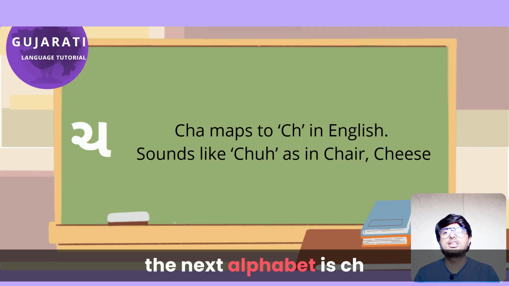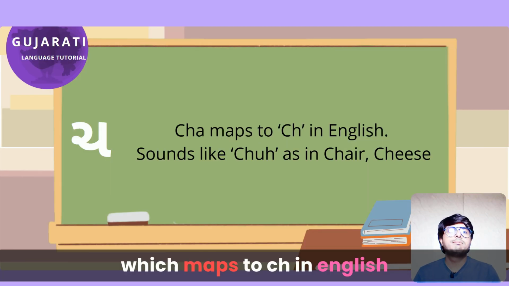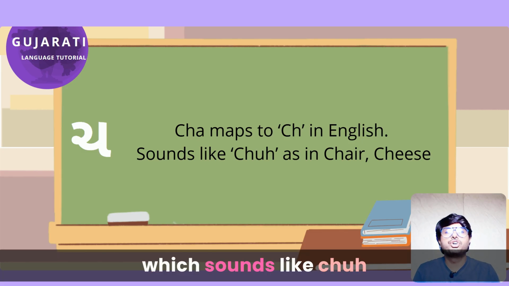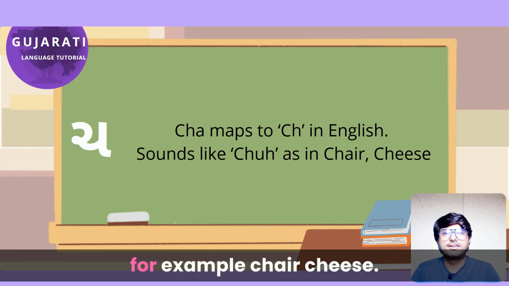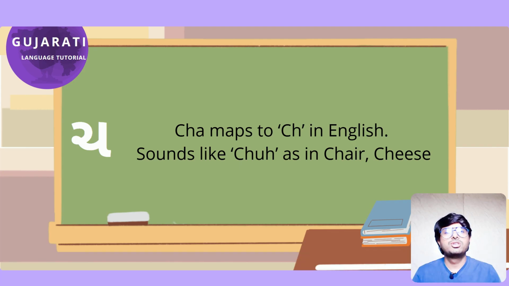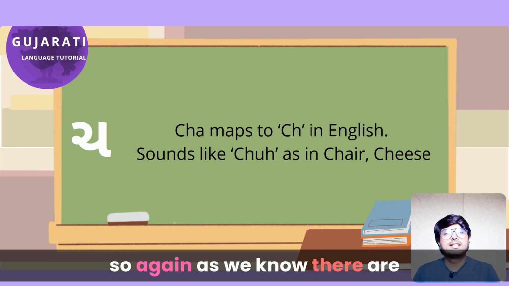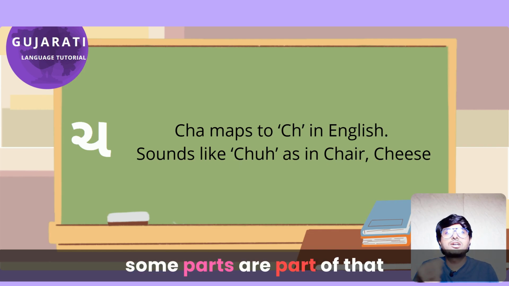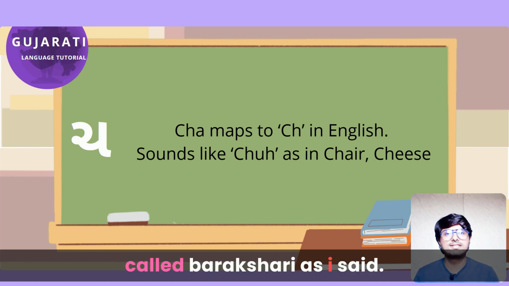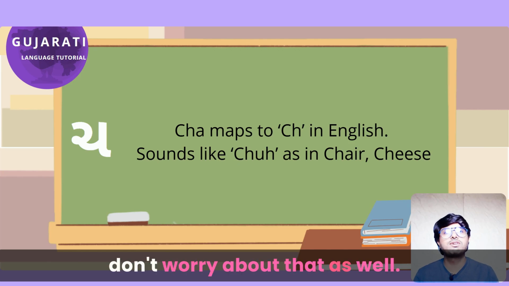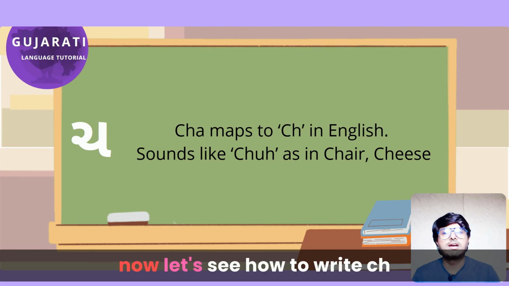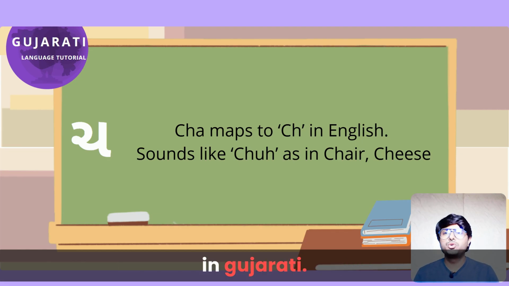The next alphabet is Ch, which maps to CH in English, which sounds like Ch. For example, chair, cheese. So again, as we know, there are 12 versions of each alphabet called barakhadi, as I said. That we will learn. Don't worry about that as well. But let's start with the alphabet as of now. Now let's see how to write Ch in Gujarati.